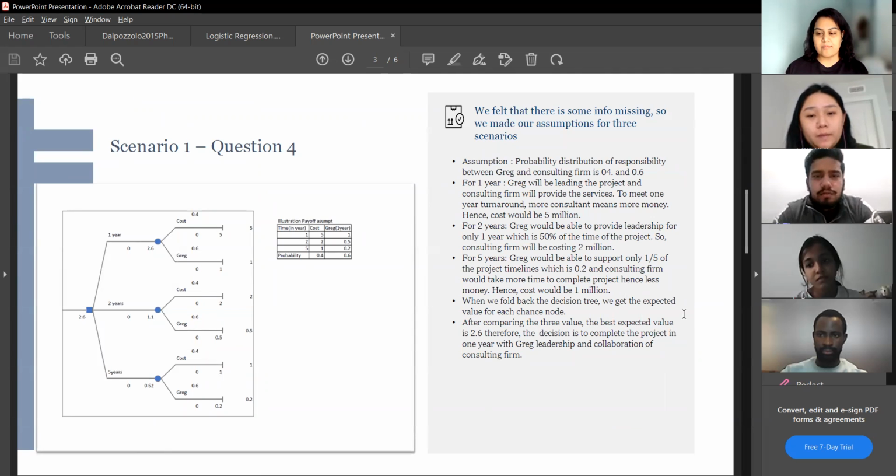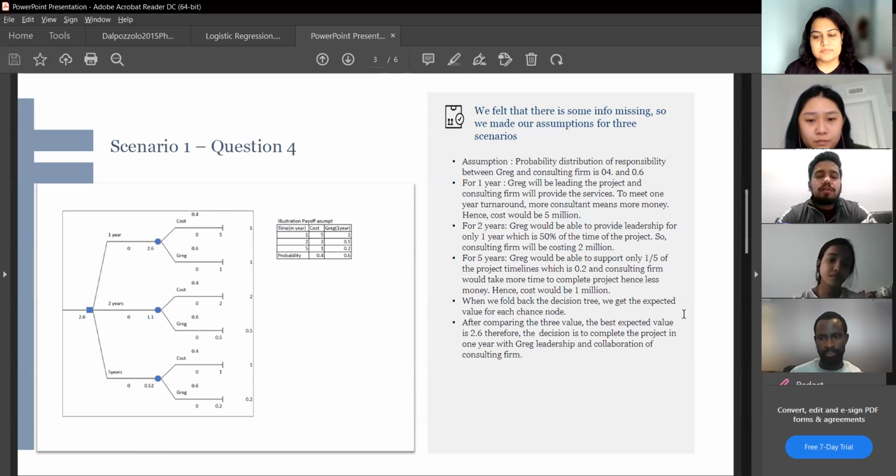All right, now coming over to slide 3. Basically, the scenario was mainly centered around Greg, who was to perform the project. The background of Greg is that he's been doing projects for 33 years in the same company. Now he has to present a project and also the timeline for the project. So considering the first process, that is the decision tree, we assumed the participation of Greg and the consulting firm as a ratio of 60 to 40, where Greg's participation will be 60% and the consulting firm's participation will be 40% for the project.